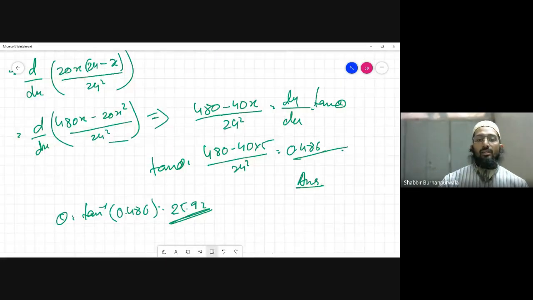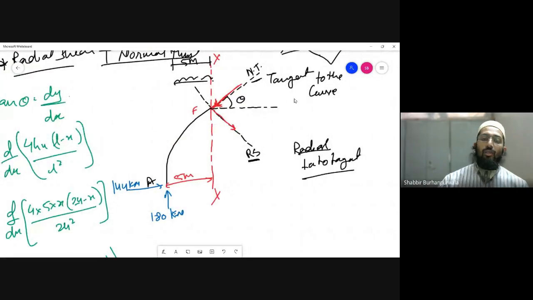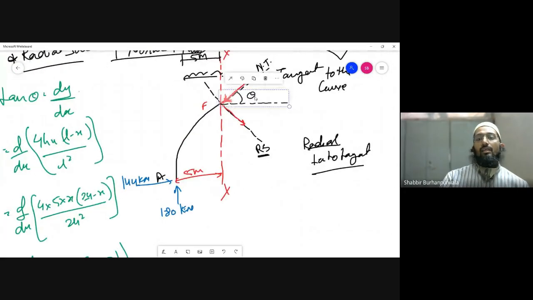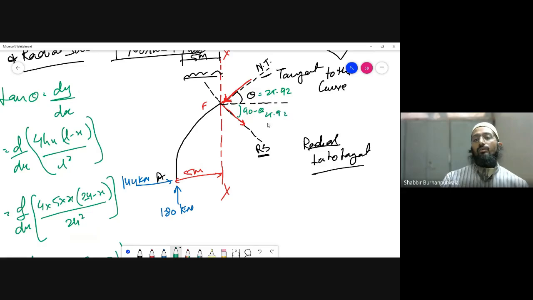So try to understand what I'm trying to do over here. Okay, so this is equal to 25.92. There are going to be two components of NT, and obviously this is going to be 90 minus theta. 25.92 का जो रहेगा 90 माइनस ये वाला वैल्यू. ओके, तो ये वैल्यू हमारे पास में इसका एंगल रहेगा, आर एस का एंगल.